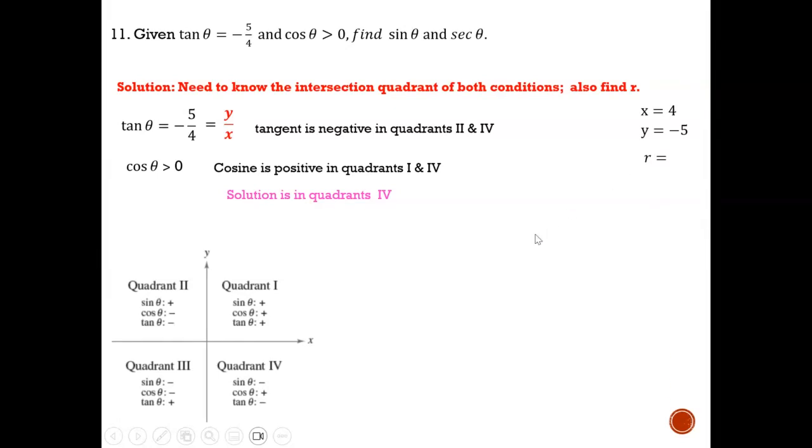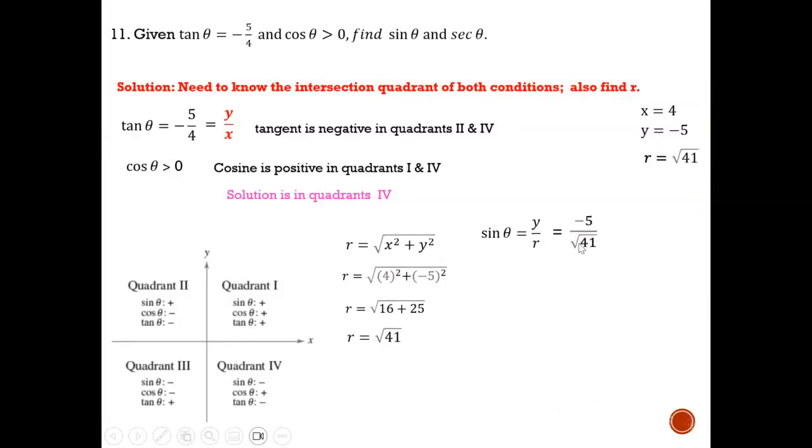Now, guys, I need to find r. So r is equal to the square root of x squared plus y squared, so all we do is plug in the values for x and y. And r will be the square root of 41. That's my r. So the sine is going to be opposite over hypotenuse, which is y over r. So it's going to be -5 over the square root of 41. We have to rationalize the denominator. This will give us -5 square root of 41 over 41.